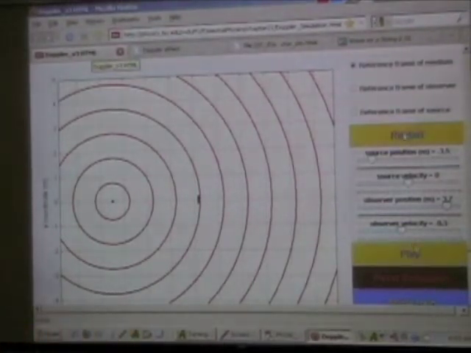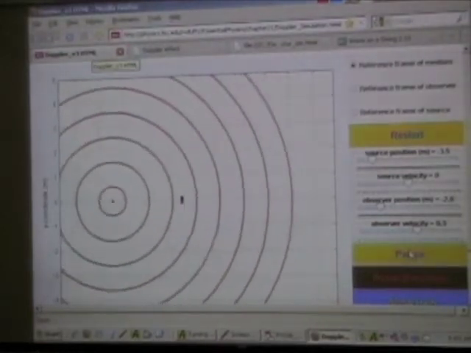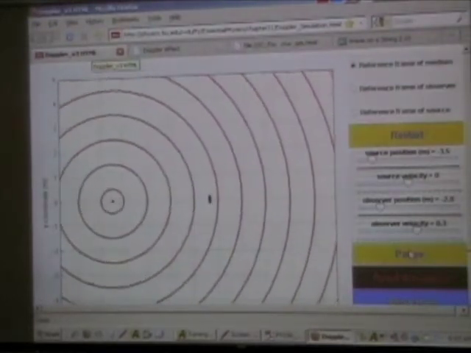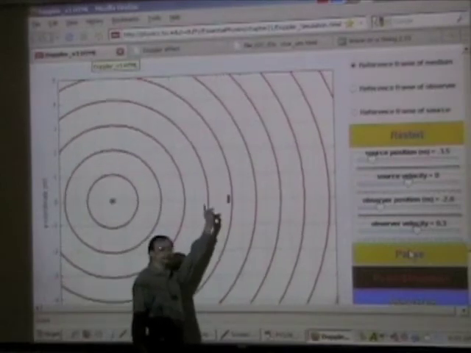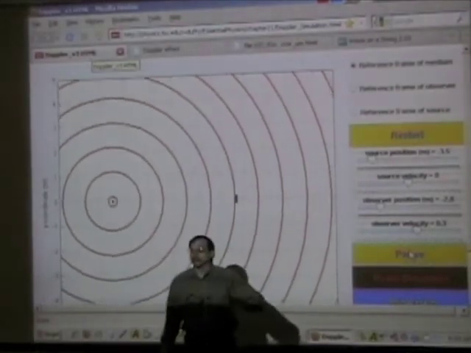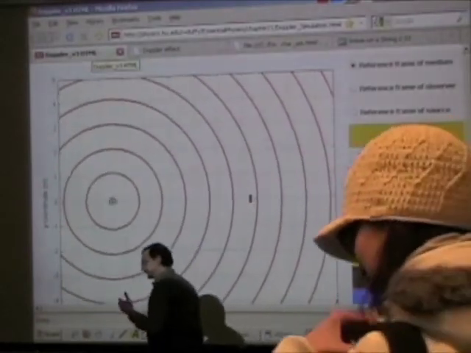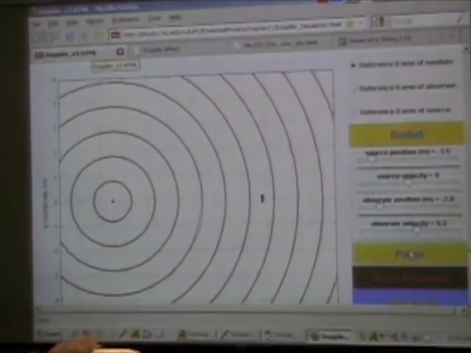And let's say an observer is running away from the sound source. In that case, the frequency experienced by the observer is lower relative to the stationary situation.